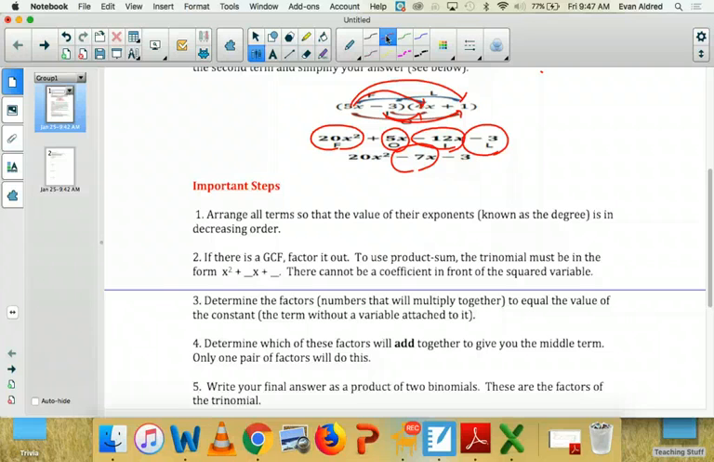So when you're done factoring by way of product sum, which again is what we'll be doing today, you'll use binomial multiplication to check your answer. And we'll take a look at how to do that in a minute when we do some practice problems.